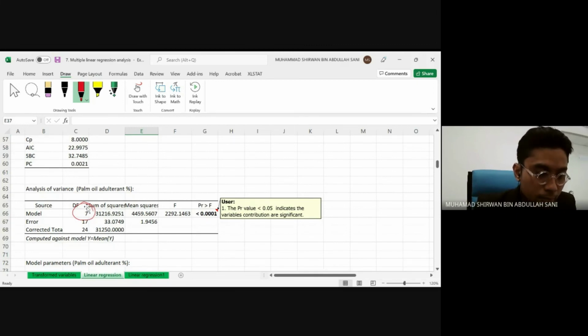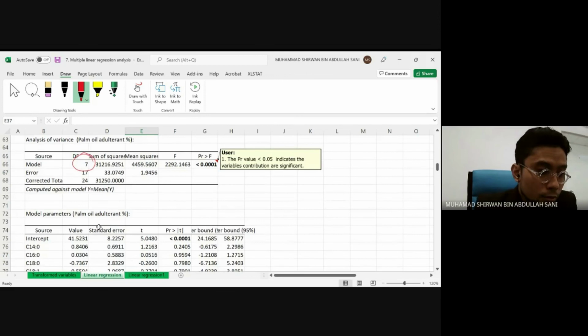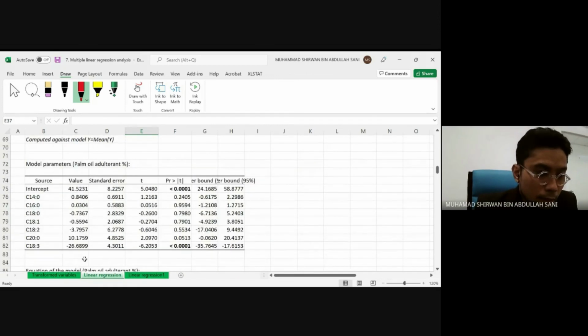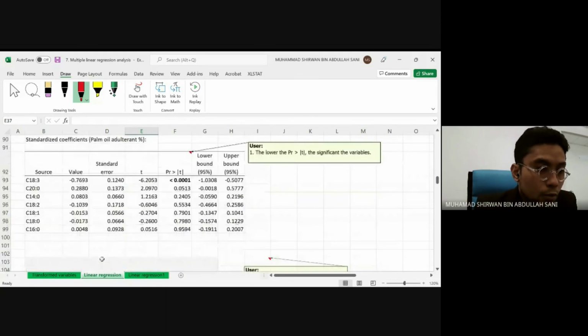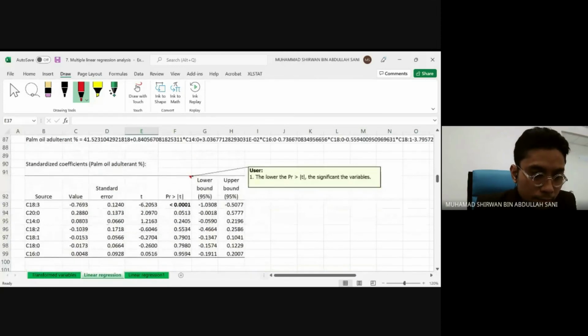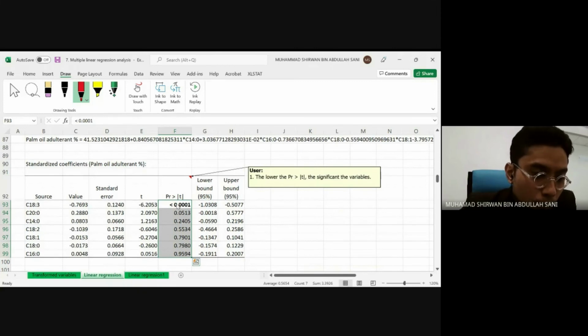Okay, so this one is correct, but now people will be asking, among all those 7, which one is the best? So this is the one that we have. Go to standardized coefficient, and then rearrange the Pr values starting from lowest to highest, and those with probability lower than 0.005 indicate the most significant contributors to the model.